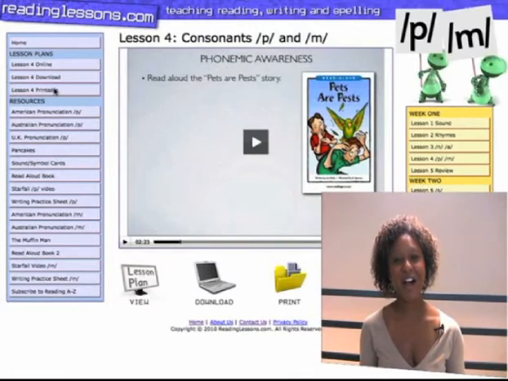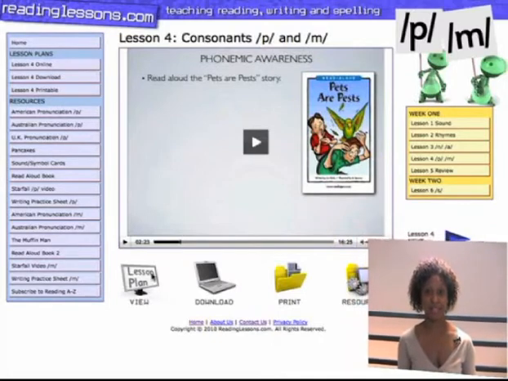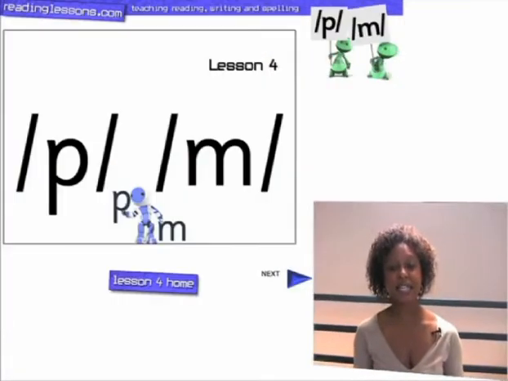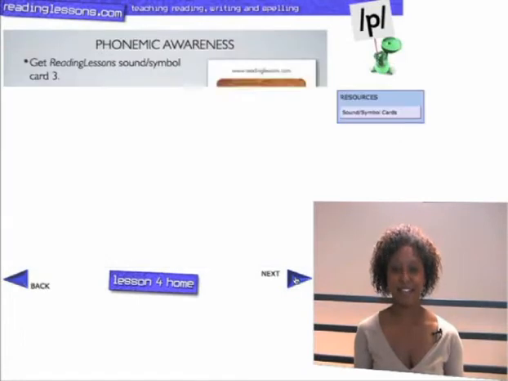You can access the online version by clicking in the left menu, click on the View menu underneath the video, or click on the next arrow to go to the first page of the lesson. Let's click on the arrow. This is the lesson opener. Then we can go through the lessons page by page by clicking on the next arrow.